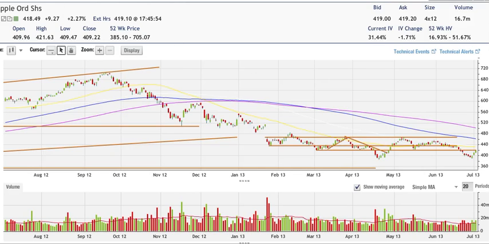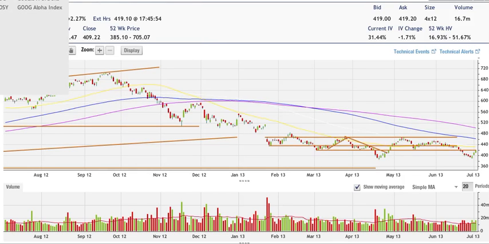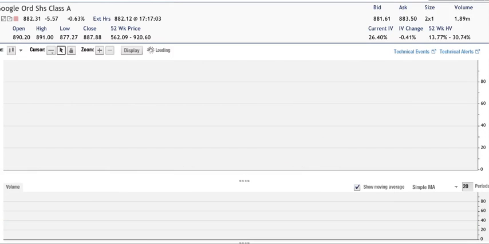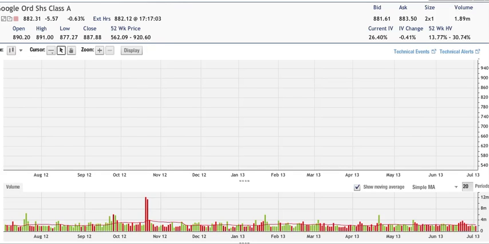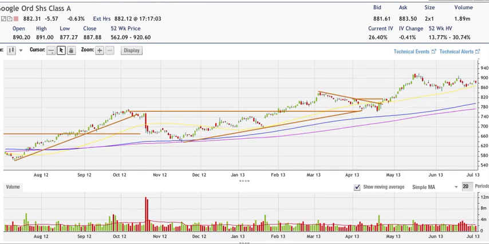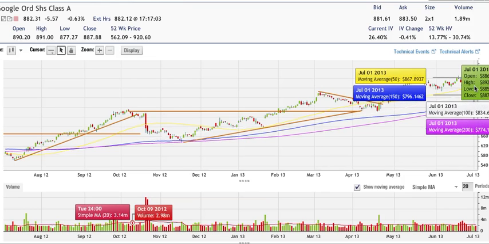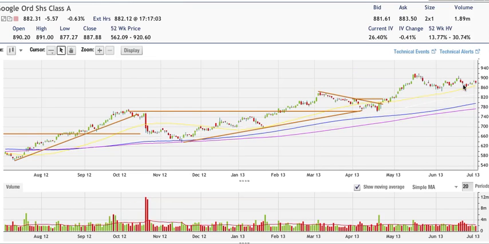Google, interesting reversal here from Google today. We were up in the morning and then we were down, finishing down. I'm still bullish on Google. I would not enter a long position here. I want to wait and see and enter around this level of 870, 871. That would be the level I would be interested in for Google, with a pretty tight stop.